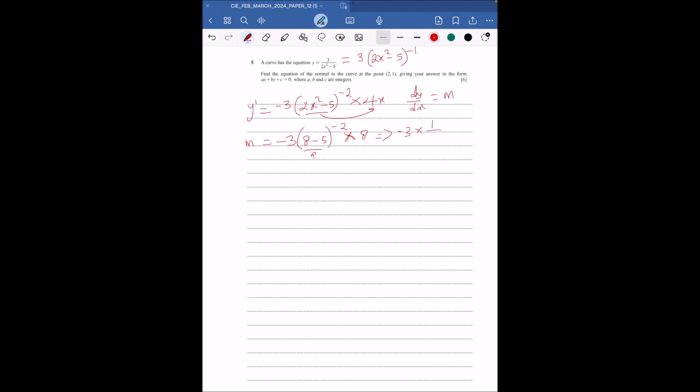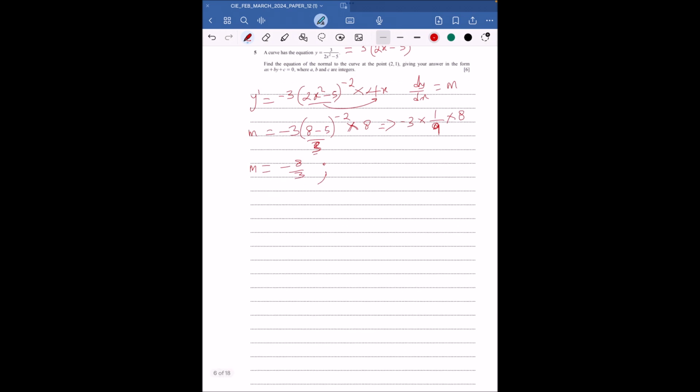So 1 over 9, so this will be 3, then that will be 1 over 9 times 8. So my gradient will be minus 8 over 3. So that will give me my perpendicular gradient. Perpendicular gradient is 3 over 8.